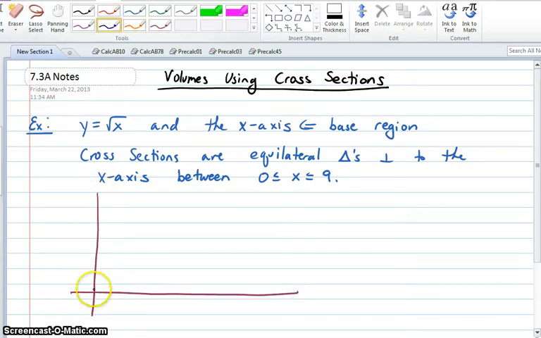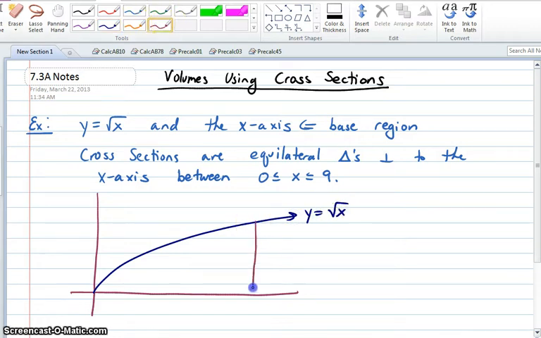So we have the graph y equals root x, which is our typical y equals root x graph. And we're just going to go between 0 and 9, so we're going to stop once we hit 9 over here. And this is our base region, so this is where we're going to stack those equilateral triangles vertically, so they're pointing out at you on the screen. So we're going to put little equilateral triangles that are perpendicular to the x-axis, and they're going to be sticking out at you, like a pointy shape. This is kind of really hard to draw, guys, but picture these triangles jutting out of the page at you.